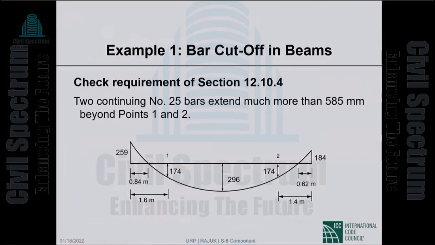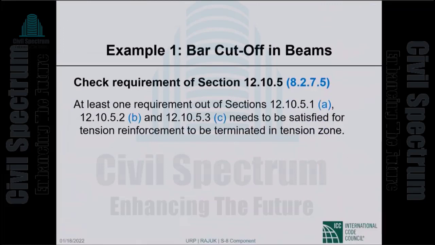So two continuing number 25 bars extend much more than 585 millimeters beyond points 1 and 2. Yeah? You have plenty of room. So needed is 585 millimeters. The continuing bars go significantly beyond 585 millimeters. So we are fine in that regard.